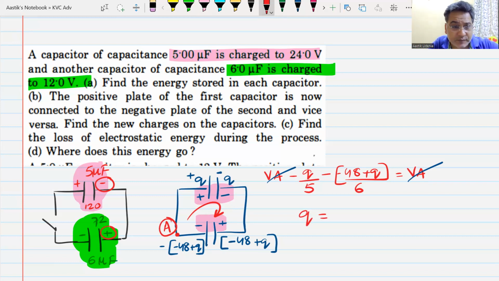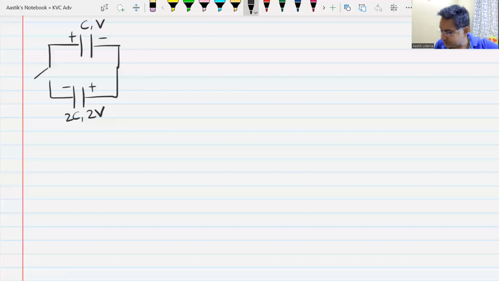I'll give you one question for practice. I'll give you 2 minutes to tell me the answer for this one and solve it. Then you can do this question. Here I have two capacitors. The first one has capacitance C. It is charged to a voltage V. The second one is a capacitor of capacitance 2C and it is charged to voltage 2V.